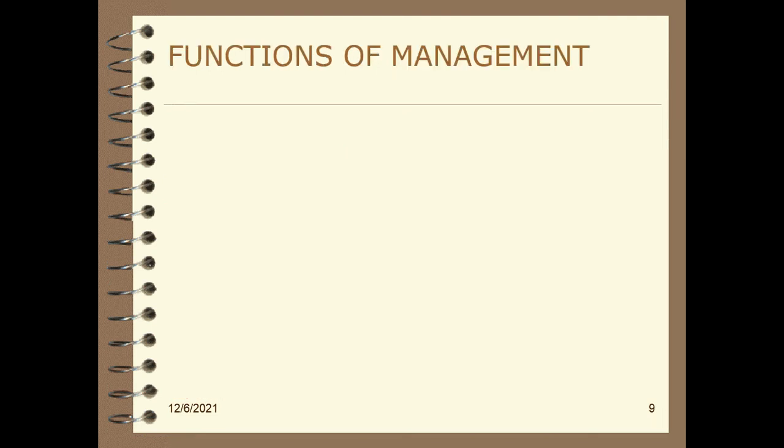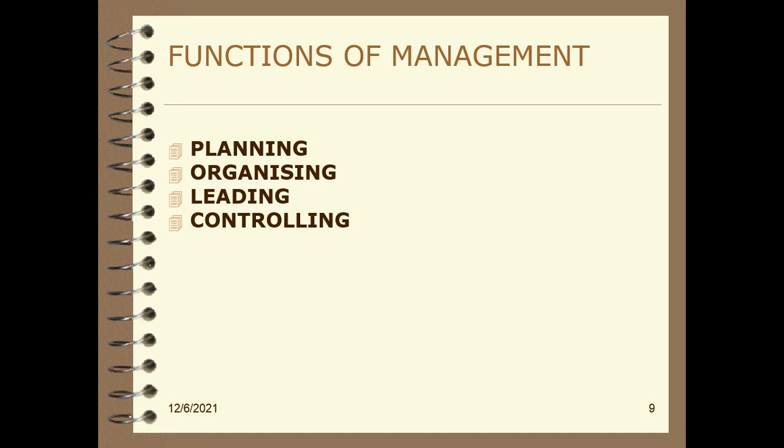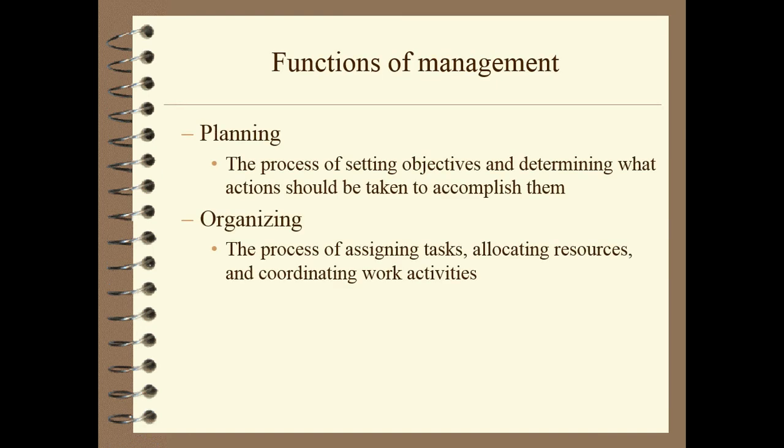What then are the functions of management? Well, there are many functions of management. For the purposes of this course, we are just going to cover 4. These include planning, organizing, leading, and controlling. What is planning? Planning can broadly be seen as a process of setting objectives and determining what actions should be taken to accomplish them. Organizing, on the other hand, can be seen as the process of assigning tasks, allocating resources, and coordinating work activities.